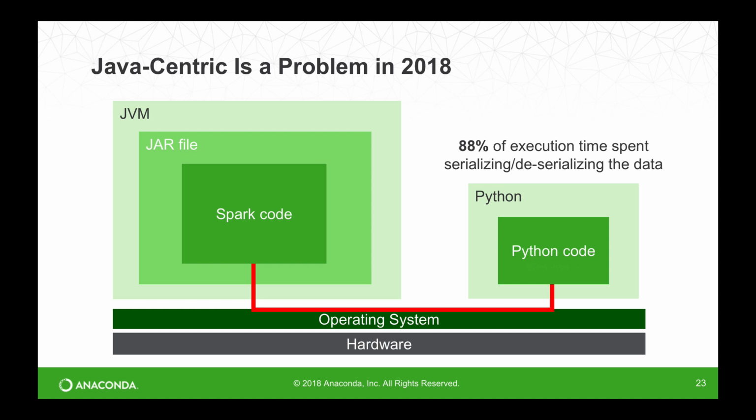Some of the benchmarks that have been done say that today about 88% of the execution time is spent serializing and deserializing that data, right? So it's very difficult to mix Java things and non-Java things. The Java virtual machine just assumes everything happens inside the virtual machine. There is no concept of being able to share data and information externally.